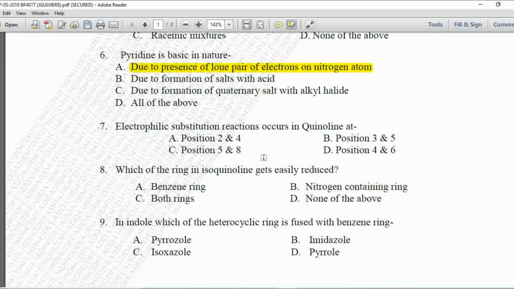Next MCQ 7th. Electrophilic substitution reaction occurs in quinoline at position. Option A is position 2 and 4, B is position 3 and 5, C is position 5 and 8, and D is position 4 and 6. And the correct option is position 5 and 8. At this position, the electrophilic substitution reactions occur in quinoline.